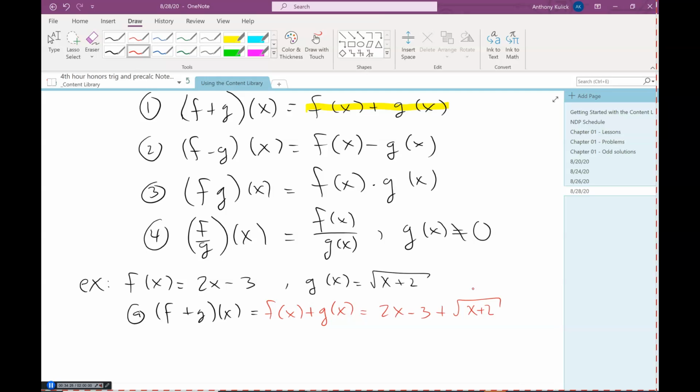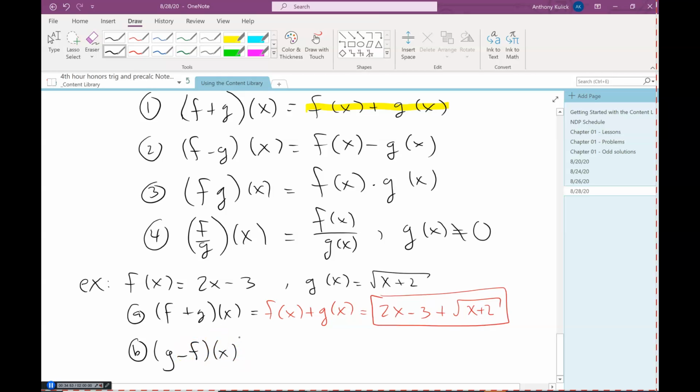And then I would try to combine any like terms here, since all we're doing is adding two things together. Are there any like terms to combine? No. So what do we do? We circle that as our answer because we're done. That's all we could do. Rather dull, but we did it.